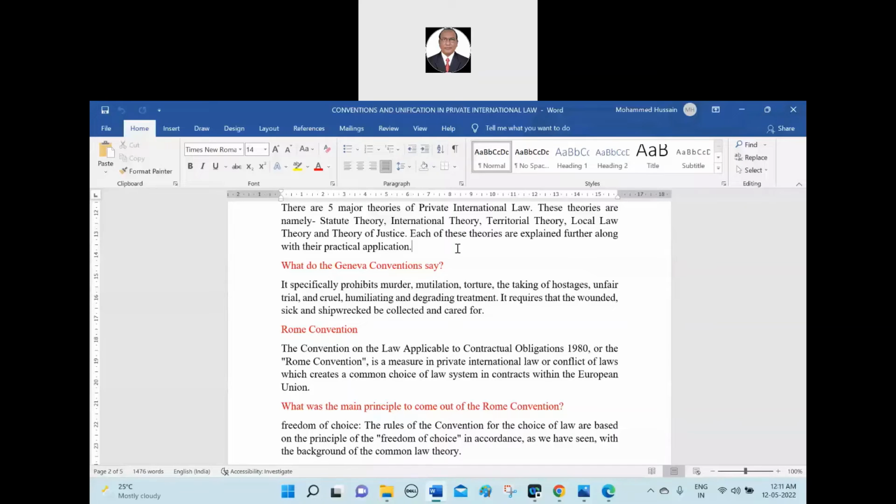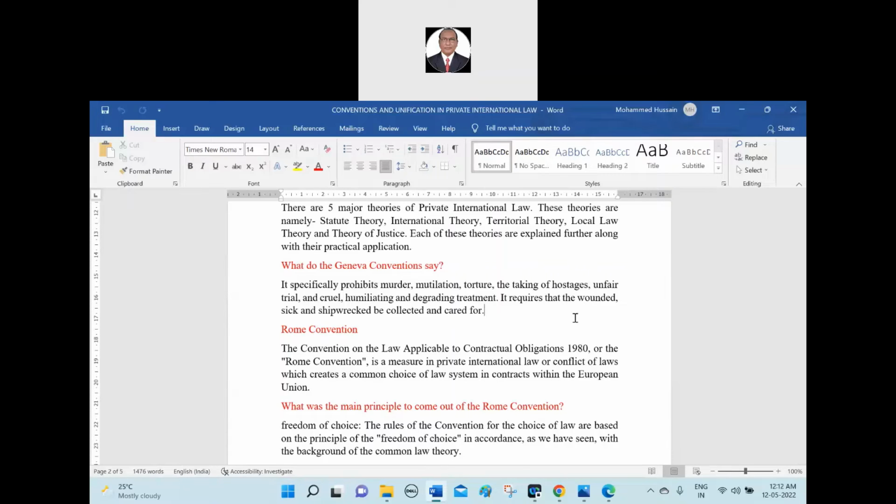Now let us come to another point, the Geneva Conventions. The Geneva Convention specifically prohibits murder, mutilation, torture, taking of hostages, unfair trial, and cruel, humiliating, and degrading treatment. It also requires that the wounded, sick, and shipwrecked be collected and cared for. All these things are dealt with under the Geneva Convention, and the members of this convention have to obey it. If not, sanctions would apply. What are the sanctions?